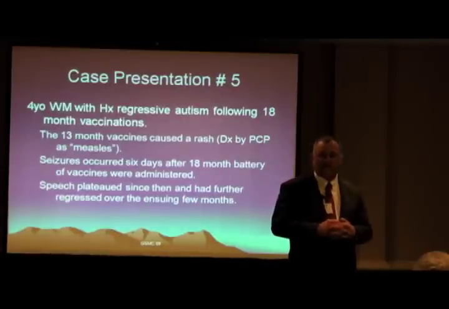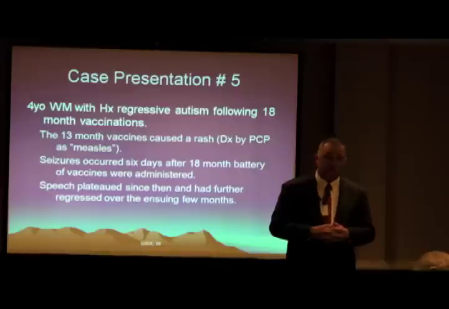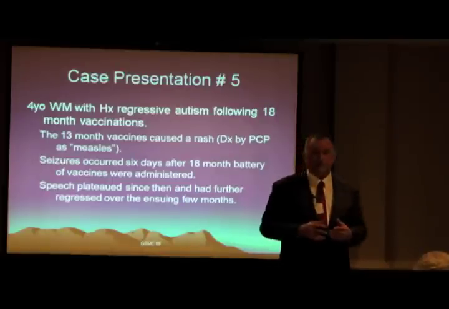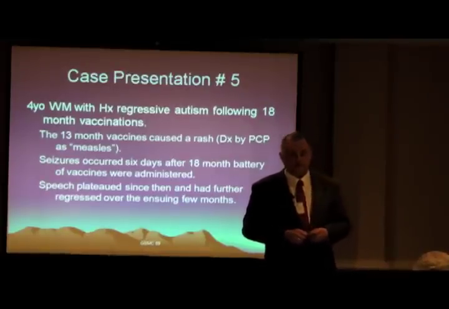The last case is a 4-year-old white male with a history of regressive autism following his 18-month vaccinations. The 13-month vaccines, interestingly, caused a rash diagnosed by his primary care physician as measles. Well, I'm quite sure it wasn't measles.